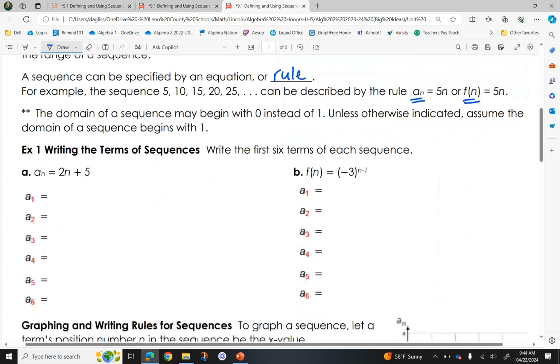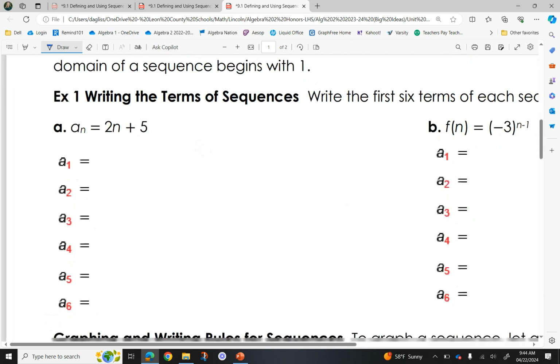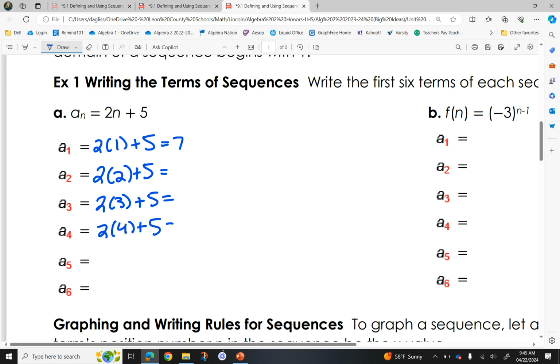So let's just do practice of just finding the pattern, calculating the pattern, and writing our first 6 terms. So our first sequence is A sub n equals 2n plus 5. So if I have A sub 1, that means my n is 1. And 2 times 1 plus 5 gives us 7. If I have A sub 2, that means my n is now 2. A sub 3, my n is now 3. A sub 4 means my n is 4. And the pattern repeats itself all the way through.